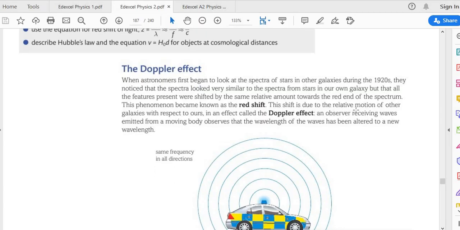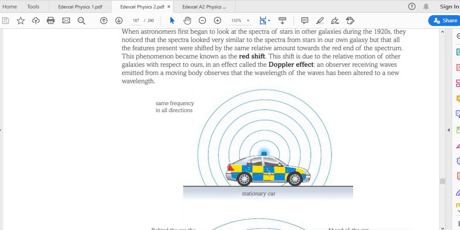This shift is due to the relative motion of other galaxies with respect to ours, in an effect called the Doppler effect. An observer receiving waves emitted from a moving body observes that the wavelength of the waves has been altered to a new wavelength. Again, in the definition of the Doppler effect, which we saw at the end of this subchapter, it is something like this.